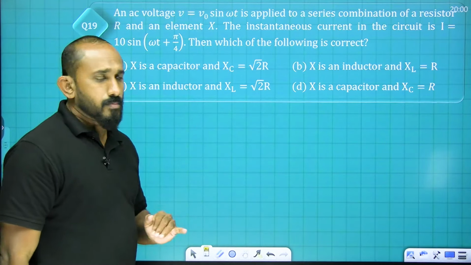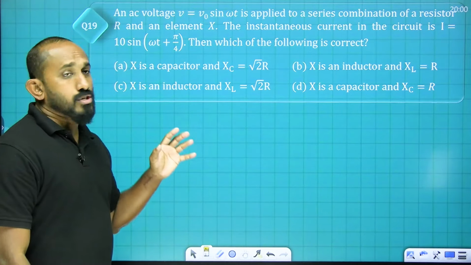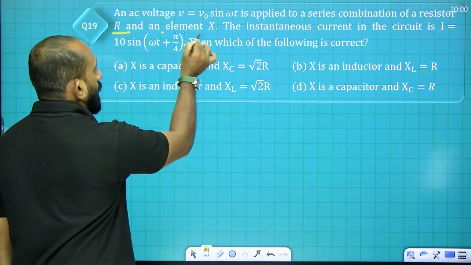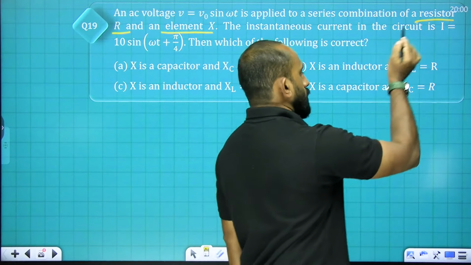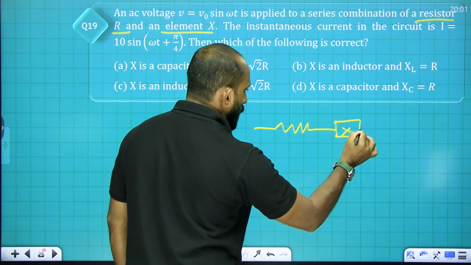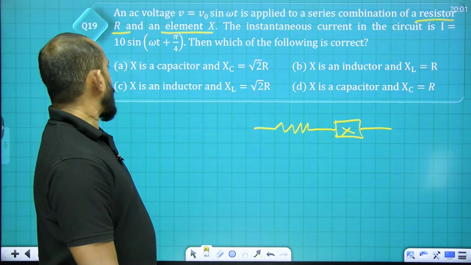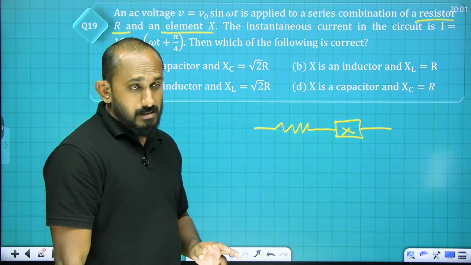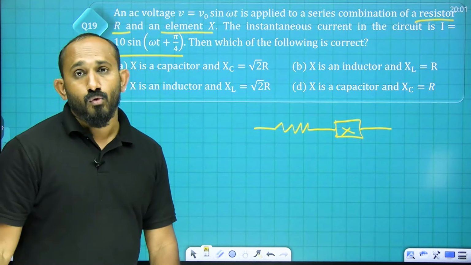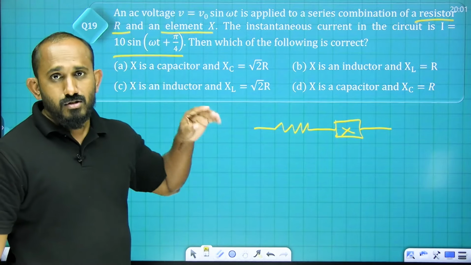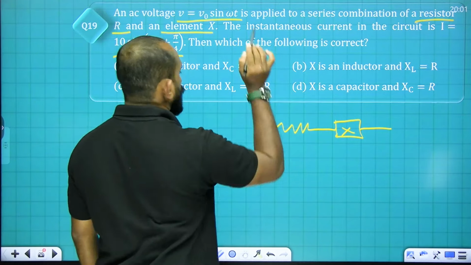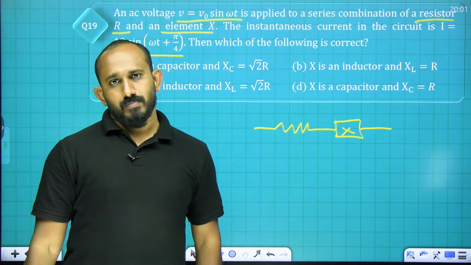The next question. An AC voltage V equal to V0 sin omega t is applied to a series combination of a resistor R and an element X. So there are two components: one is a resistance and another we don't know what it is, say X, connected in series. The instantaneous current in the circuit is I equal to I0 sin(omega t plus pi by 4). That means the current is leading the voltage.